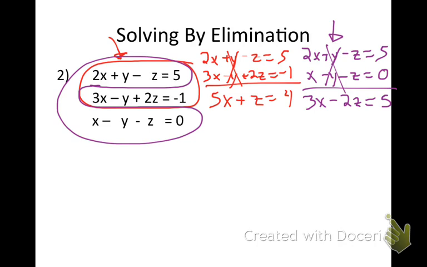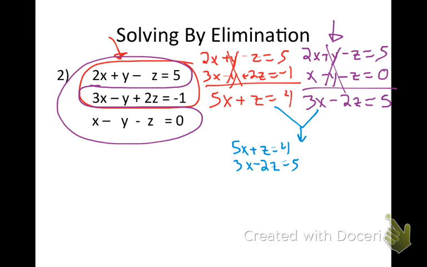So I have my secondary equations here. Now what am I going to do with these two equations? I'm going to bring them down and rewrite them. So I have 5x plus z equals 4, and I have 3x minus 2z equals 5. Now as I look at it here, it's kind of set up for elimination, but it's not.